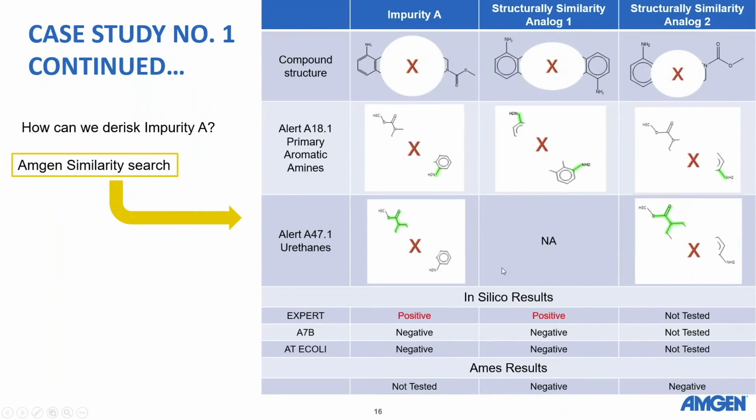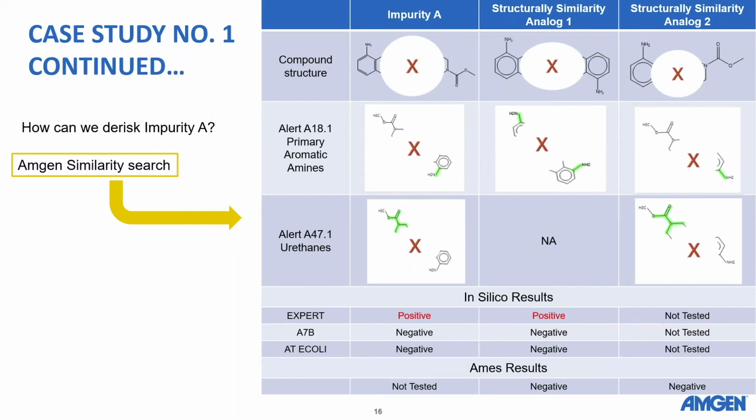So what we decided to do here was do a similarity search using our Amgen tool. And when we did this search, we had 2 similar analogs pop up. One was analog 1 and analog 2. Both analog 1 and analog 2 were tested in Ames and were negative. In addition, analog 1 shared the primary amine alert, as in impurity A, and analog 2 also shared the primary amine alert, but also had the urethanes alert.